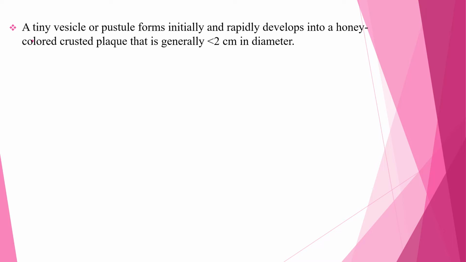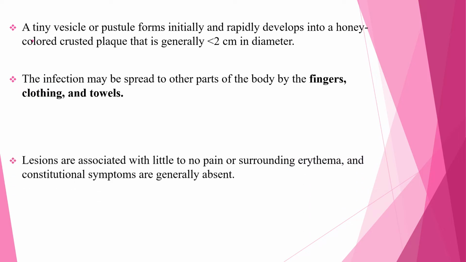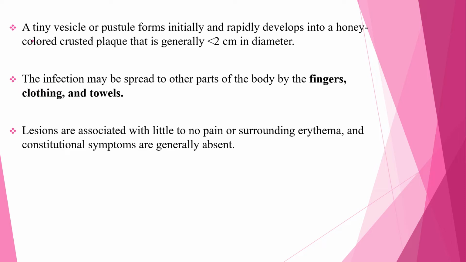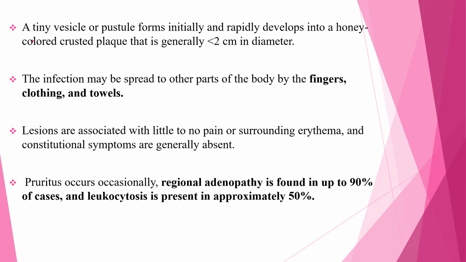Tiny vesicles or pustules form initially and rapidly develop into a honey-colored crusted plaque that is generally less than 2 cm in diameter. The infection may spread to other parts of the body by the fingers, clothing, and towels. Lesions are associated with little to no pain or surrounding erythema, and constitutional symptoms are generally absent. Pruritus occurs occasionally, whereas regional adenopathy is found in up to 90% of cases, and leukocytosis is seen in approximately 50% of cases.